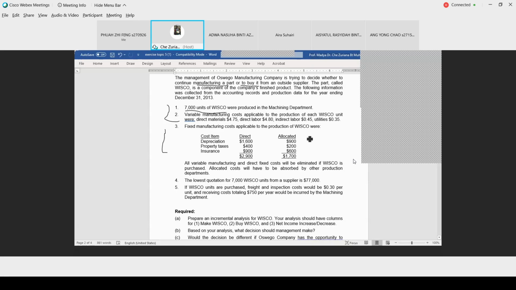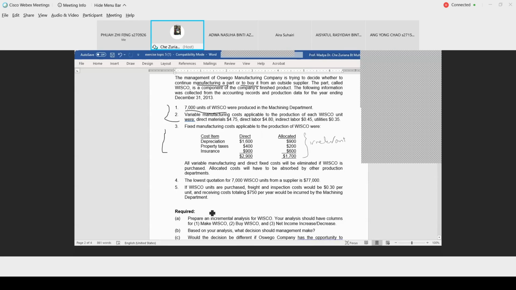So allocated means that either you make or you purchase, this cost is already there. Allocated ni maksudnya kalau you tak produce, this cost still incurred. But this one, direct, is just for the product. So kalau you tak produce, maksudnya the direct fixed cost here can also be saved. Kita tak incur this cost. But the allocated one must be incurred no matter your decision. So dia yang ni adalah tak relevant. Okay.